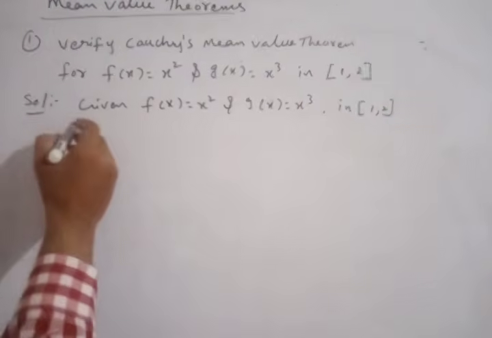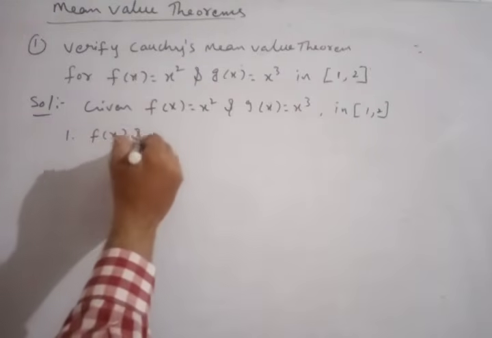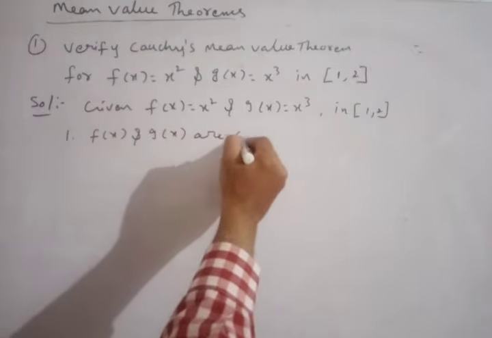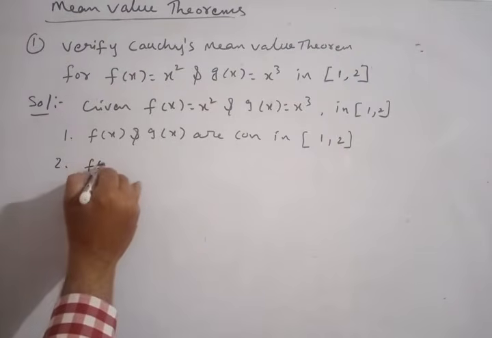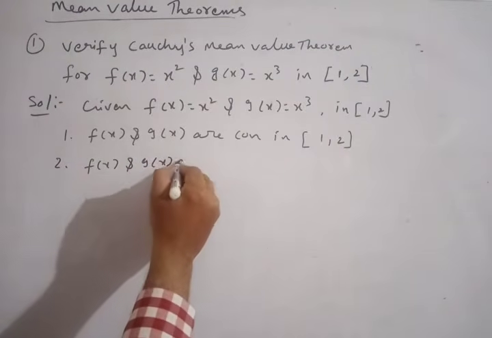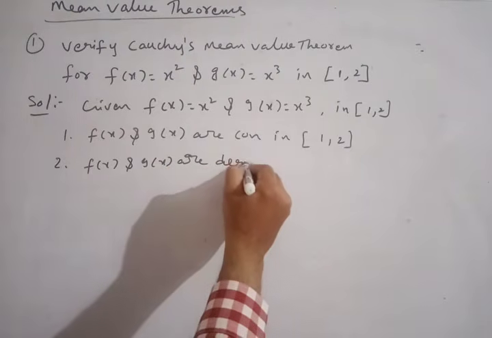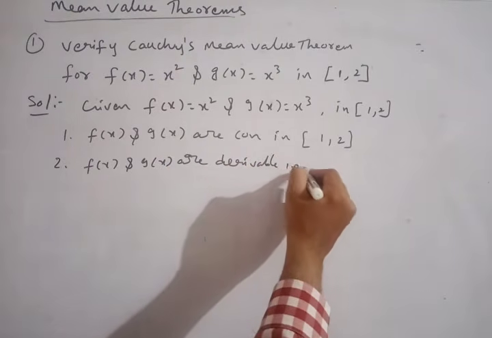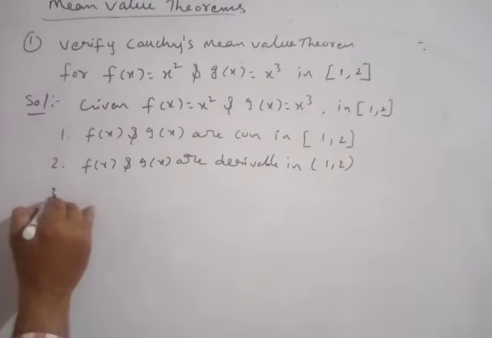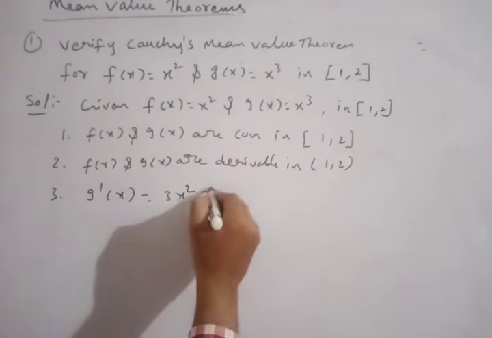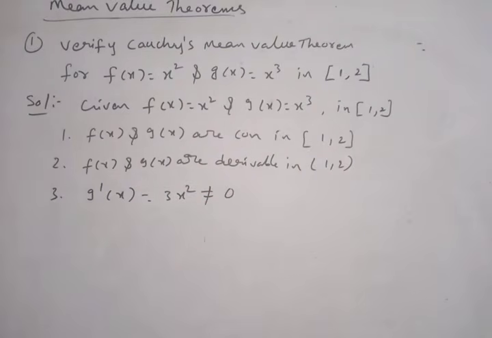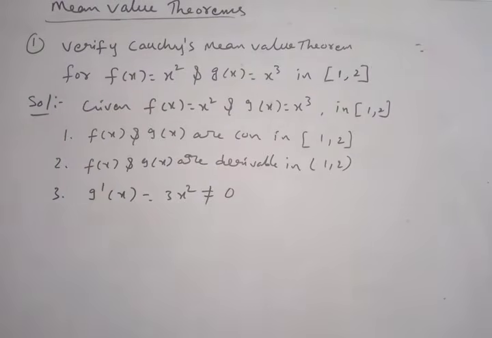Right? So what is the first point? F of x and g of x are continuous in closed interval 1, 2. Correct? Then what is second point? F of x and g of x are derivable in open 1, 2. Now third point is what? G dash of x. What is g dash of x? X cube differentiation, 3x square is not equal to 0. Correct? So all conditions of Cauchy's mean value theorem are verified.